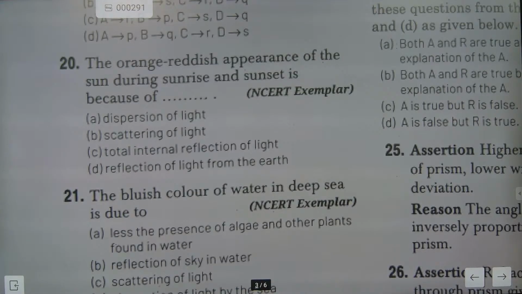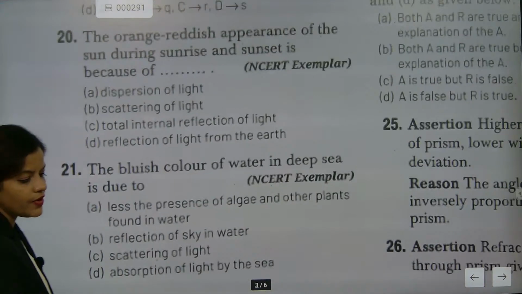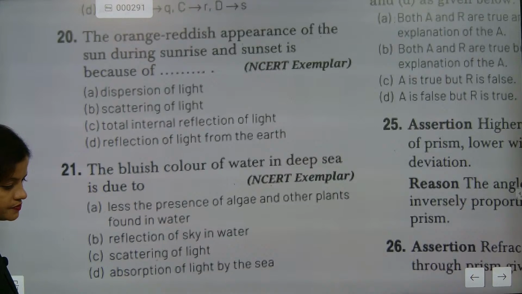Go for the 28th question and your time starts now. 20 and 21, do it as fast as possible.